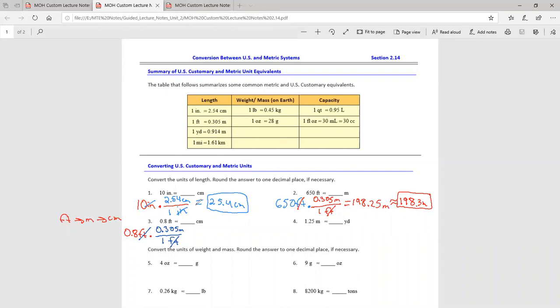0.8 times 0.305 specifically, and that'll give us 0.244. And now we're in meters. Pay attention to your units. Don't just write the numbers, write the units, please. And thank you. But that's not what we want. We want to convert this to centimeters.